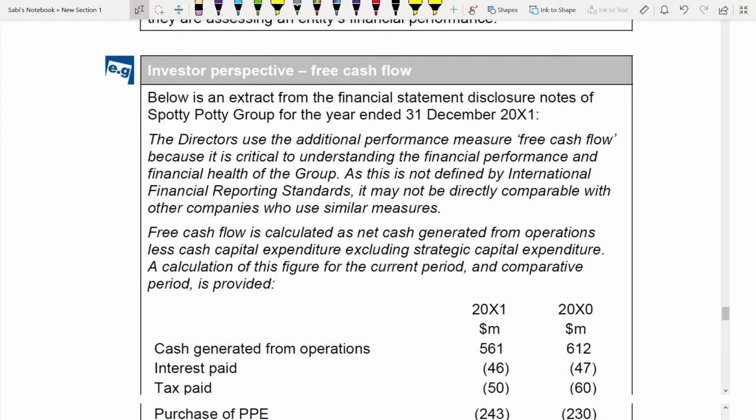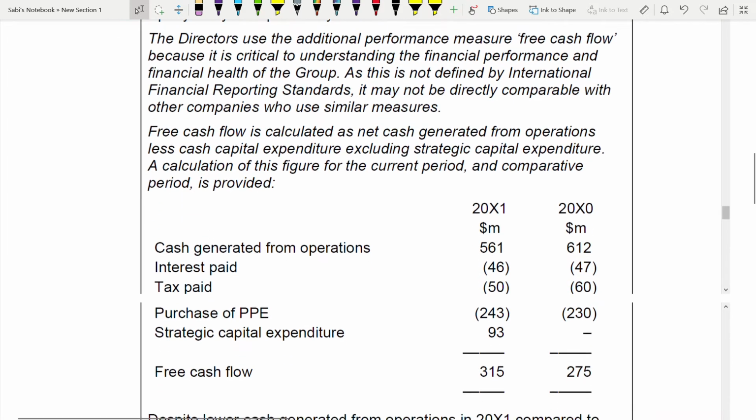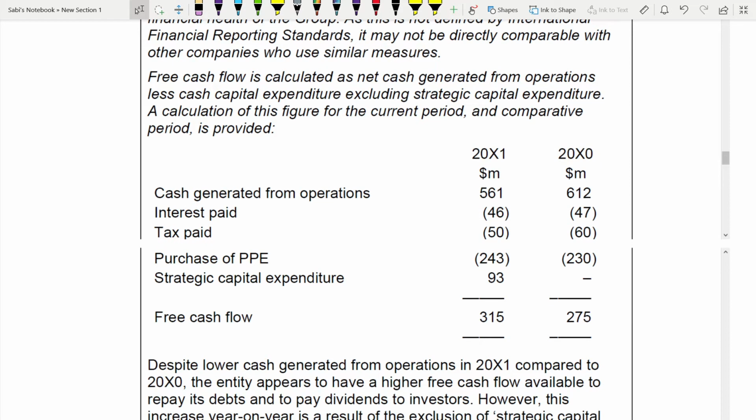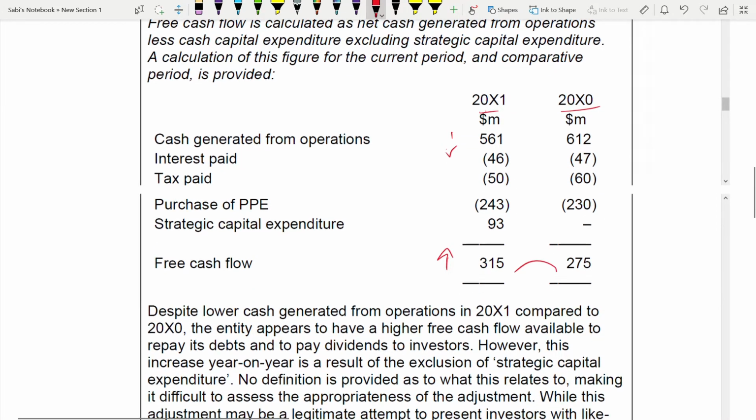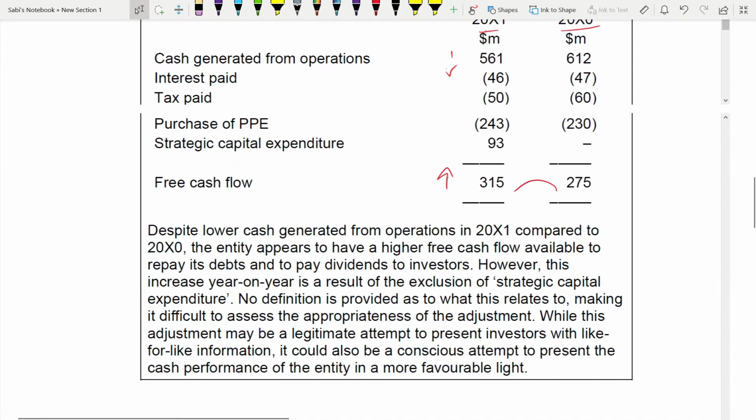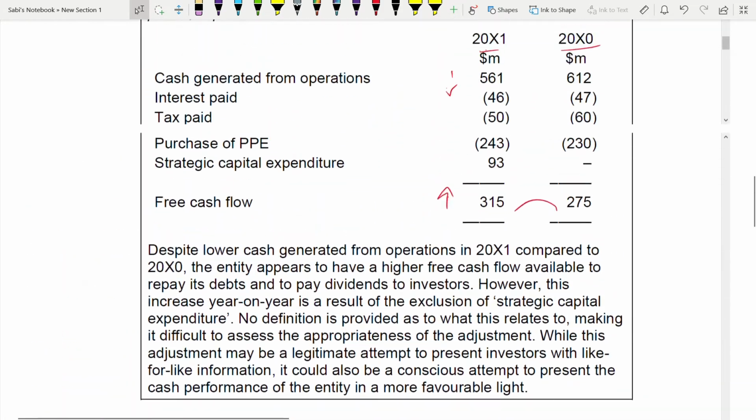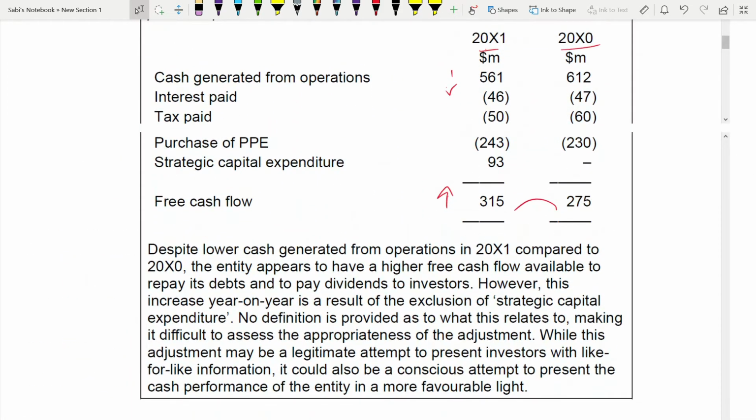Okay, so if you see here, if you see from 2000 to 2001, there has been a decline in cash generated from operation. Okay, but free cash flow on the other hand, it increased from 275 to 315. Okay, so now how are you going to analyze this company based on it? What are you going to see? Just see here what they have written. The last few paragraphs matter a lot.